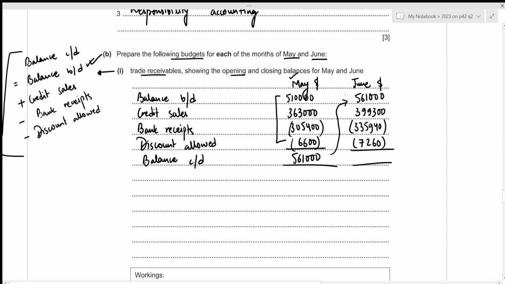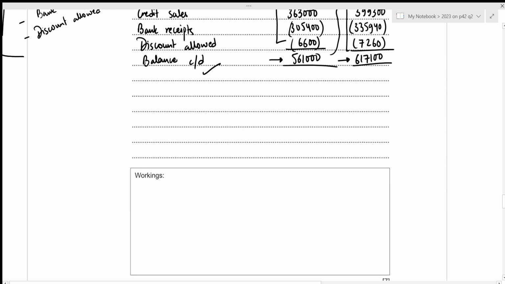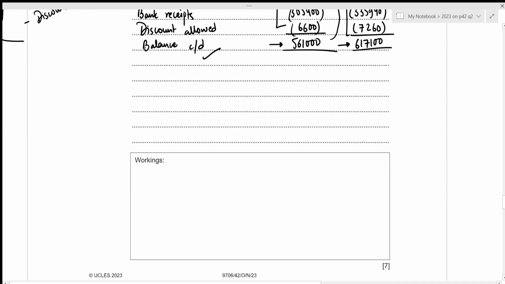Now for the closing balance of the month of June, that's going to be 561,000 plus 399,300 minus 335,940 minus 7,260, which results in 617,100. So our closing balance is just going to represent the amount that we are yet to receive at the end of the month of May and at the end of the month of June for the credit sales made before that date. This completes the first part, and we're also given the working section.